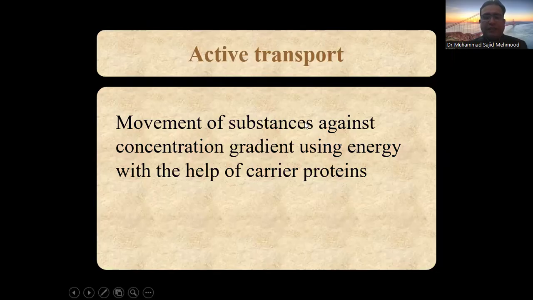Now, after passive diffusion, what is the active transport? Active transport is the movement of substances against the concentration gradient using energy with the help of carrier protein. तो तीन चीजें एक्टिव ट्रांसपोर्ट में इंपॉर्टेंट हैं कि इट इज अप हिल मूवमेंट, दैट इज मूवमेंट अगेंस्ट द कंसंट्रेशन ग्रेडियंट। सेकेंडली इसमें एनर्जी की रिक्वायरमेंट होती है। और थर्डली कैरियर प्रोटीन की रिक्वायरमेंट होती है। सो अगर डेफिनेशन करें तो active transport, it is the movement of substances against the concentration gradient using energy with the help of carrier proteins.